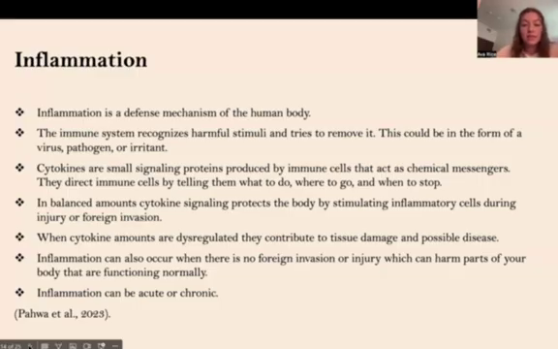As discussed, cytokines are small proteins produced by the immune cells that act as chemical messengers. They direct immune cells by telling them what to do, where to go, and when to stop. In balanced amounts, cytokine signaling protects the body by stimulating inflammatory cells during injury or foreign invasion by a virus, pathogen, or irritant. When cytokine amounts are dysregulated, they contribute to tissue damage and possible disease. Inflammation can occur when there is no foreign invasion or injury, which can harm parts of your body that are functioning normally. Inflammation can be acute or chronic in the body.